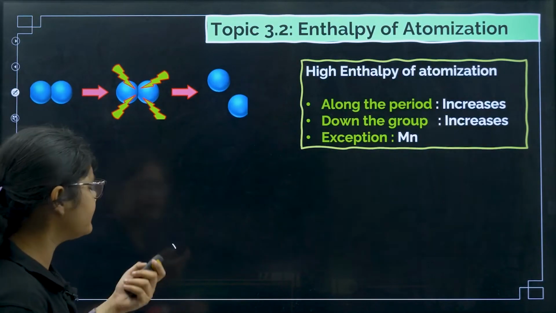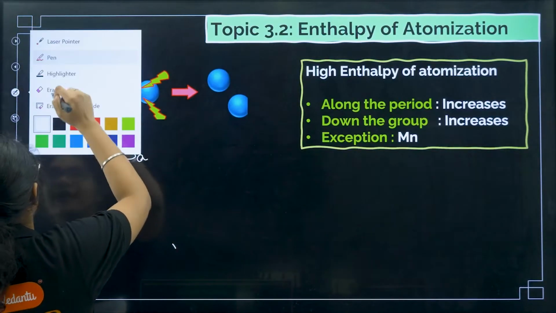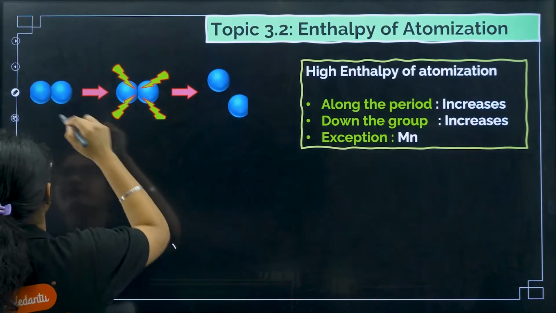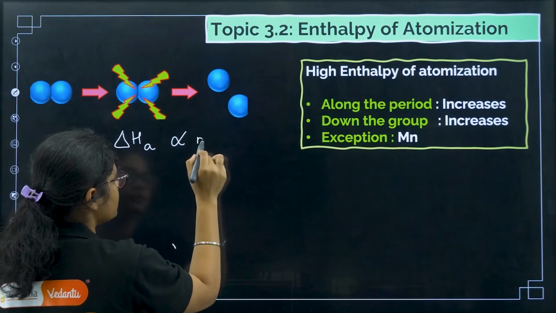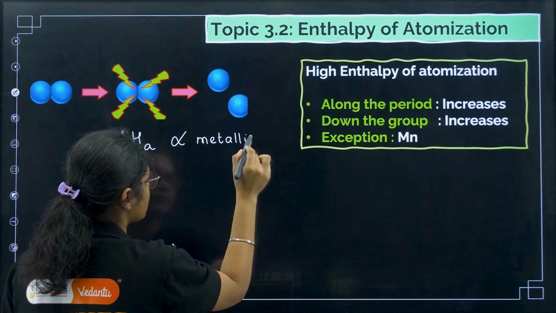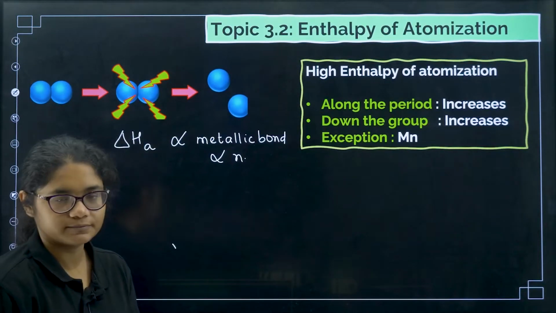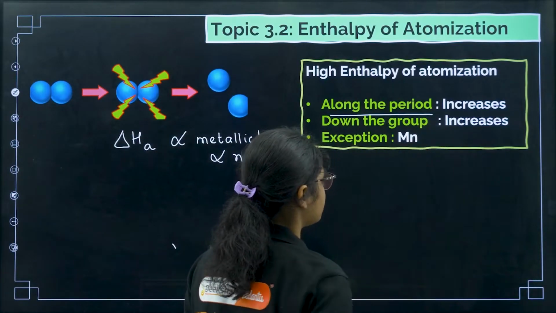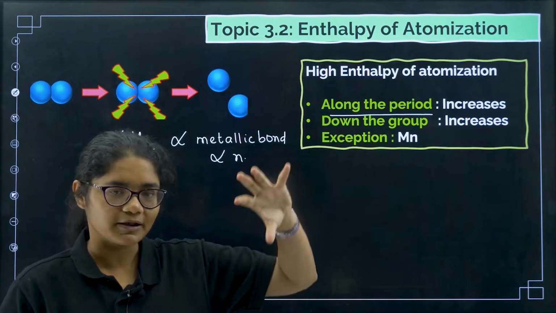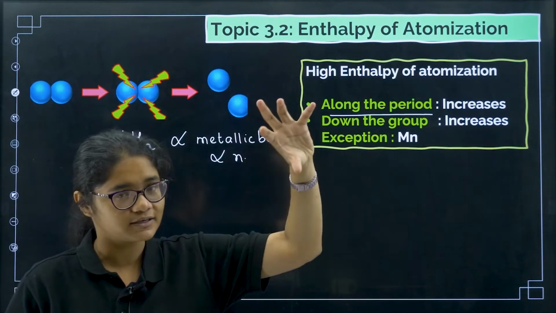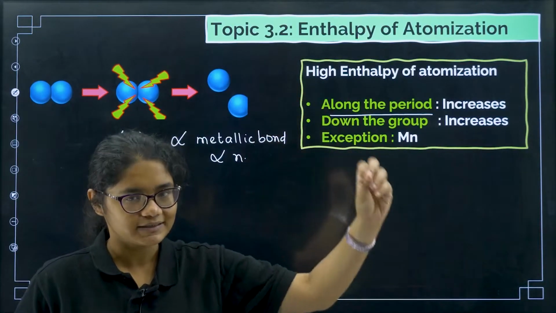Next, enthalpy of atomization, I can write it as EA, or you might confuse with activation energy, so I will write delta H atomization. This is also proportional to metallic bonding, right? And we know metallic bonding is proportional to number of unpaired electrons. Now what happens along the period? If you see along the period, effective nuclear charge is increasing, right? Number of unpaired electrons first increases and then decreases. So same will happen to enthalpy of atomization also. It will first increase and then decrease.